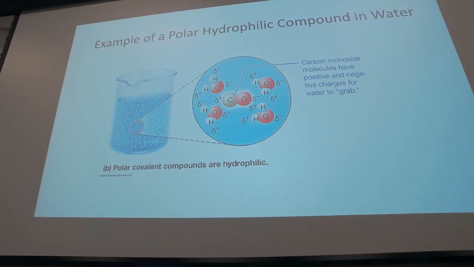And now we have here an example of a polar hydrophilic compound, which is water, of course. So in this case, we have carbon monoxide. Carbon monoxide has a positive charge and a negative charge. So since this is polar, this molecule will interact with water molecules.